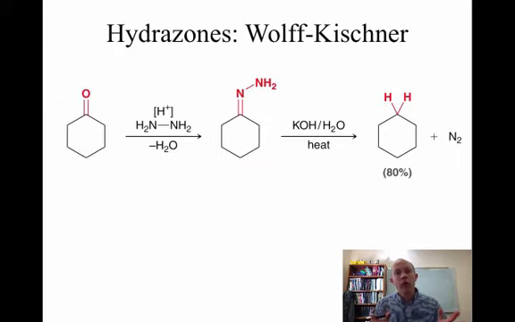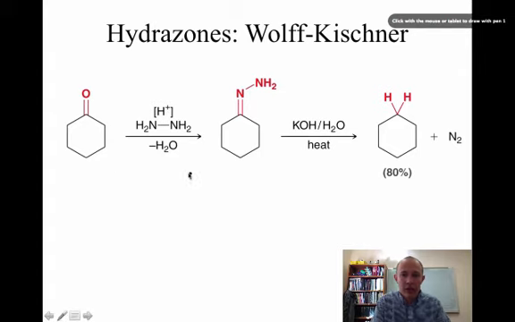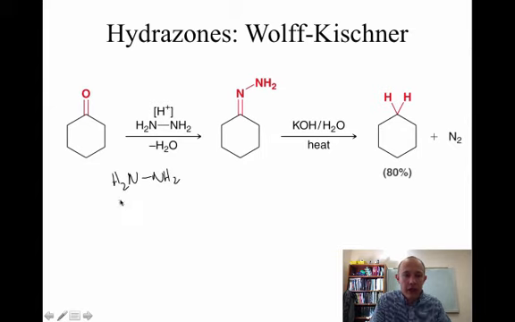Okay, so what are imines useful for? Well, one thing that's really useful is the Wolff-Kishner reduction. So one thing that we can do is make a special imine called a hydrazone. So if you take a ketone and react it with hydrazine, this molecule, NH2NH2, is called hydrazine.